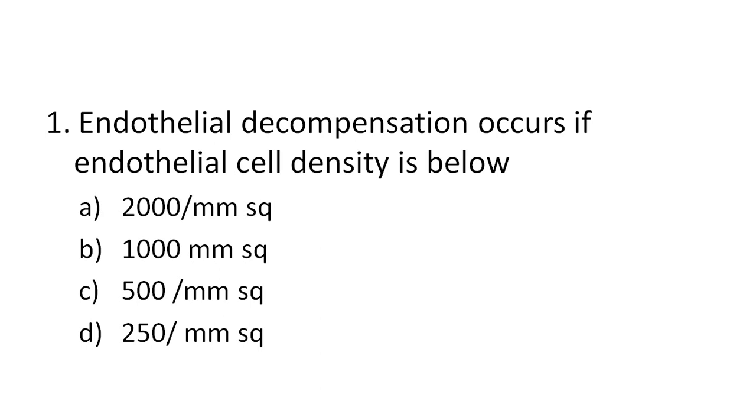Question 1. Endothelial decompensation occurs if the endothelial cell density is below: A. 2000 per square millimeter, B. 1000 per square millimeter, C. 500 per square millimeter, D. 250 per square millimeter. The correct answer is 500 per square millimeter.